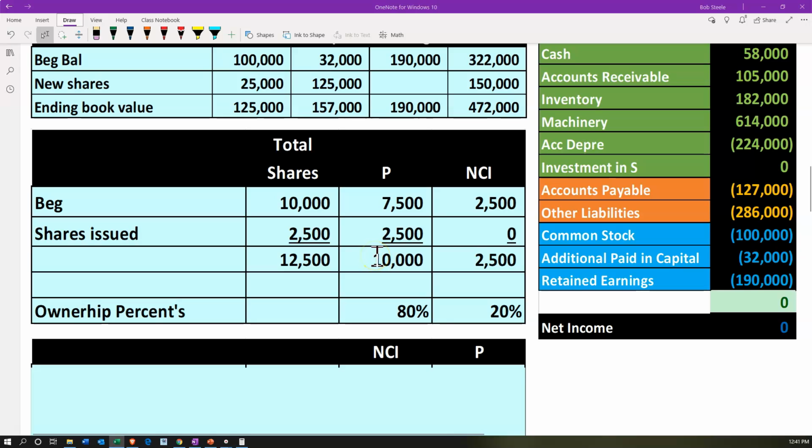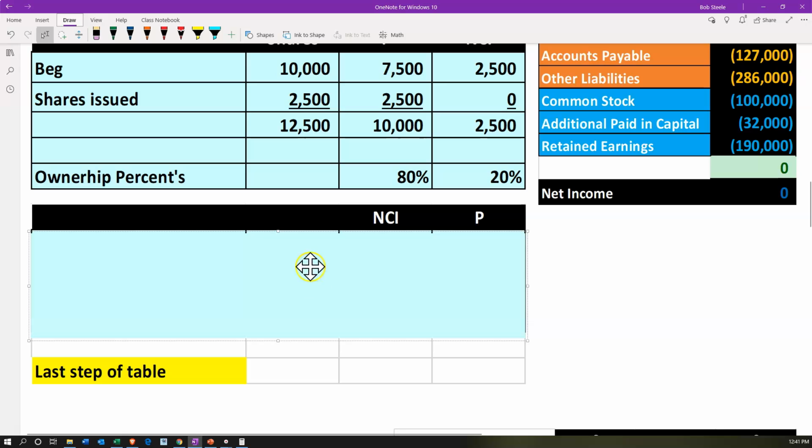Now, this is going to be the most confusing component here. We're going to think, okay, what's the journal entry that P is going to be recording in order to reflect their interest in the non-controlling interest? In other words, how are we going to break out, or think about, the transaction with regards to P and this issuance of the stock?